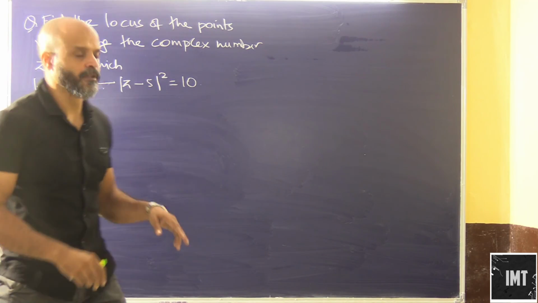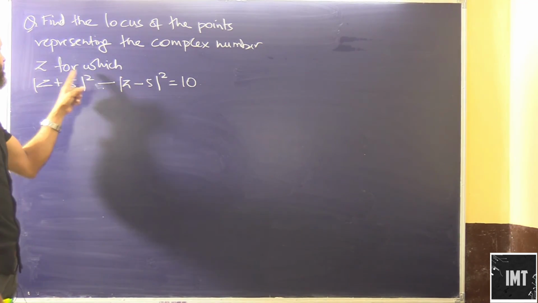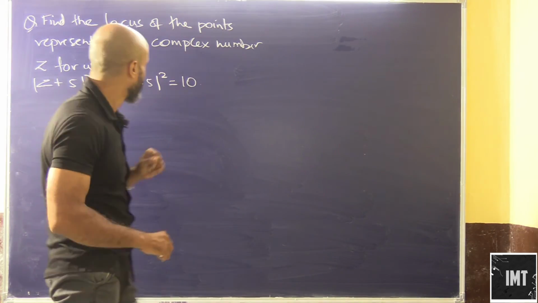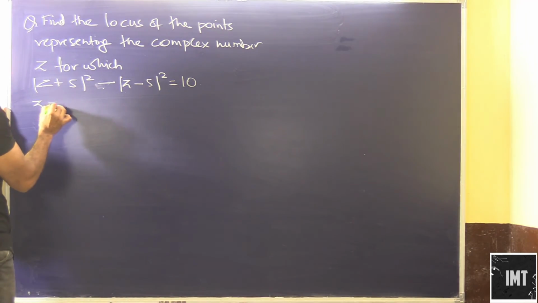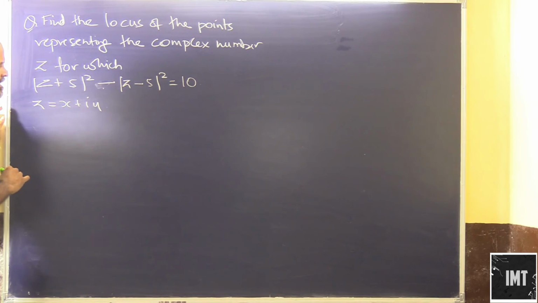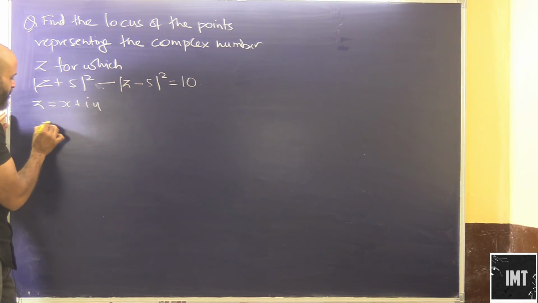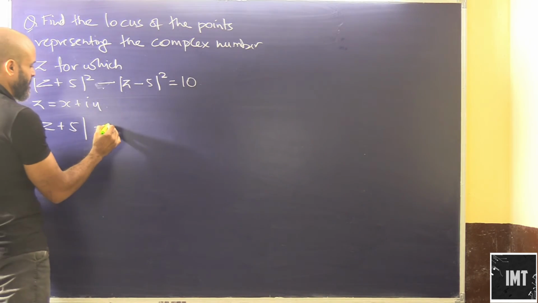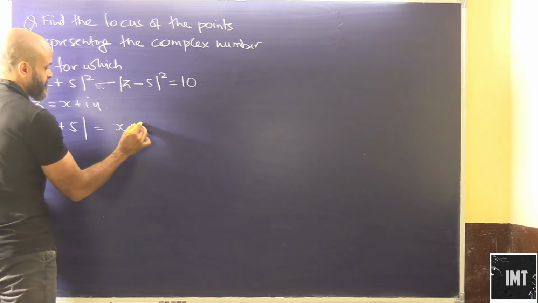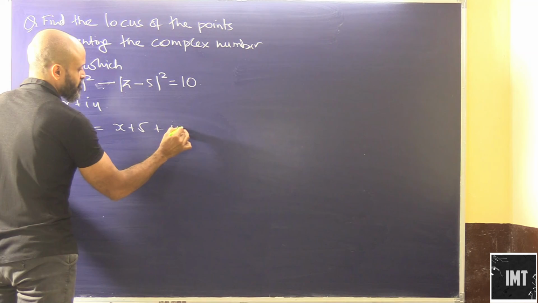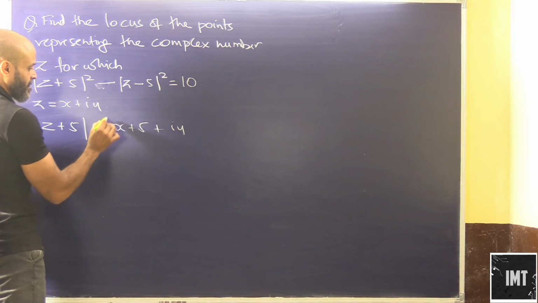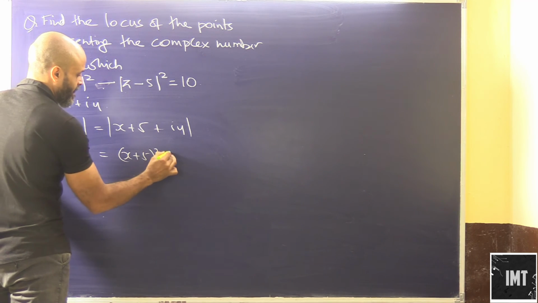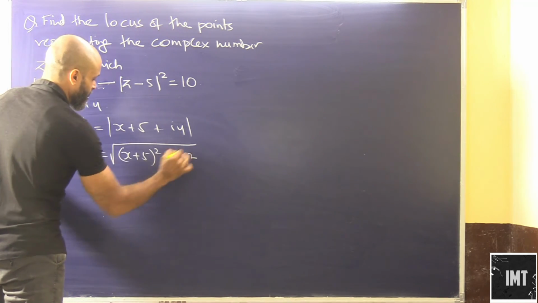Okay, so find the locus of the points representing the complex number z for which mod z plus 5 square minus mod z minus 5 square is equal to 10. So let's say we assume that z is equal to x plus iy. Then mod z plus 5, what will this be? This will be x plus 5, obviously 5 gets added to the real portion. The mod of this will be under root of x plus 5 square plus y square.